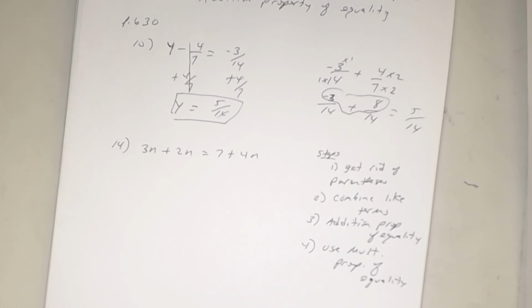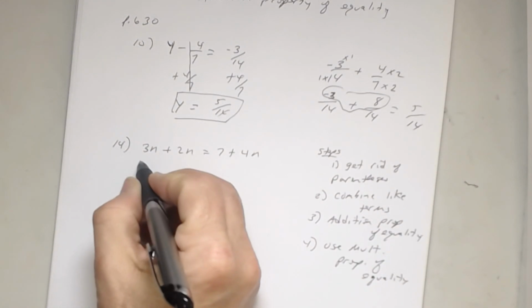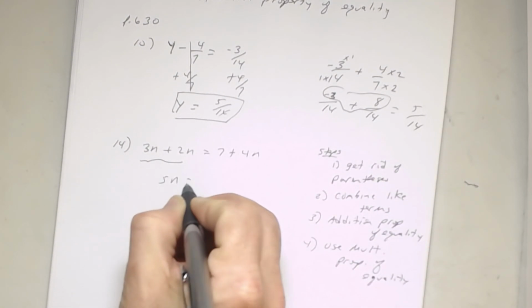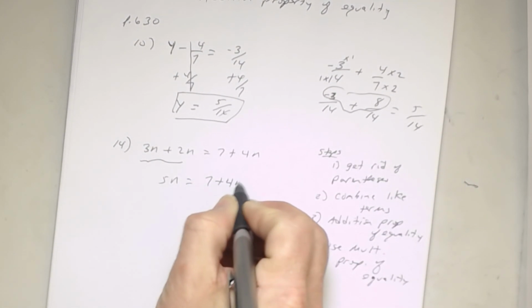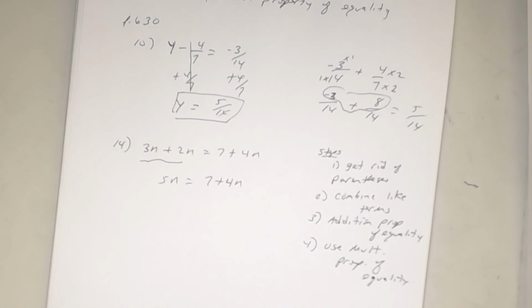So in this number 14, do you have any parentheses? No. So you're not going to use distributive property at all. But can I combine like terms on either side? Yes. So which side can I combine like terms? Left side. What's 3n plus 2n? 5n. So I combine like terms here, and I get 5n equals 7 plus 4n. So that's where I'm at.